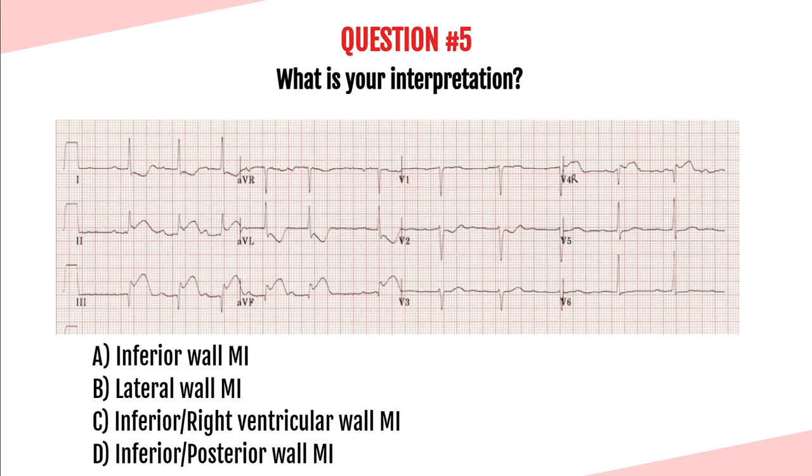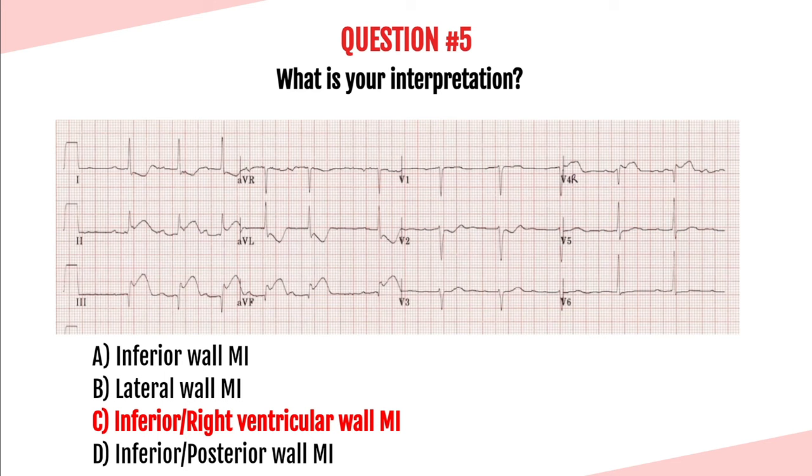Question number 5, what is your interpretation? Is this an inferior wall MI, a lateral wall MI, an inferior and right ventricular wall MI, or an inferior posterior wall MI? And the answer is C. It is an inferior and right ventricular wall MI.